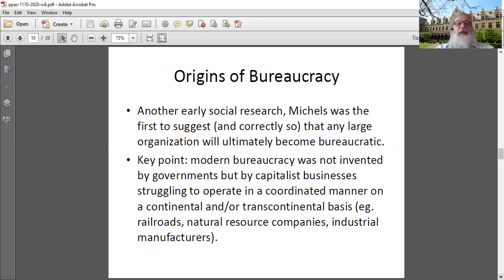So, another early social scientist who was a contemporary of Weber, a man called Michels, was the first to suggest that any large organization in the modern world will ultimately become a bureaucracy. And here it's important to note that state bureaucracies, public service bureaucracies, were not the first organizations to adopt a bureaucratic form. States were not the first organizations to adopt a bureaucratic form. That honor goes to business.